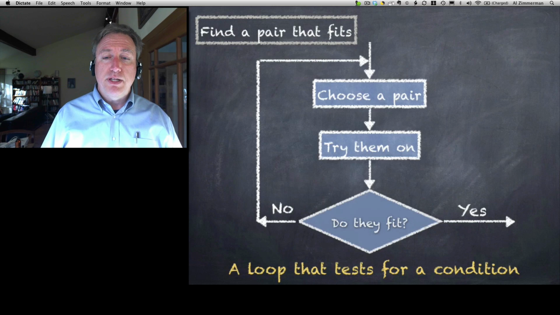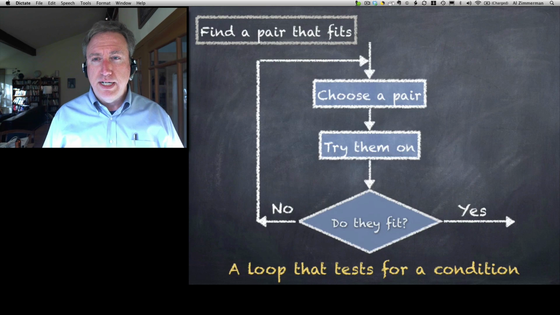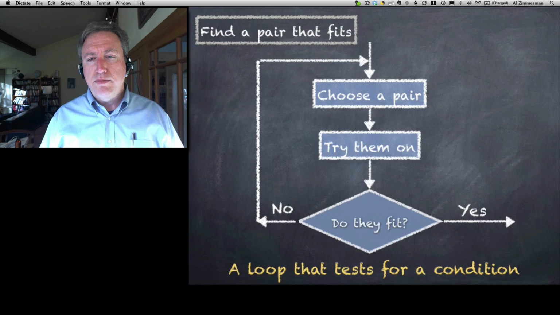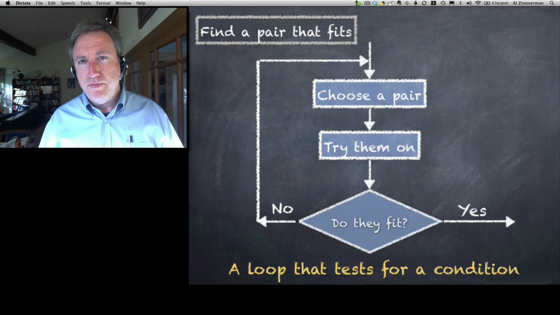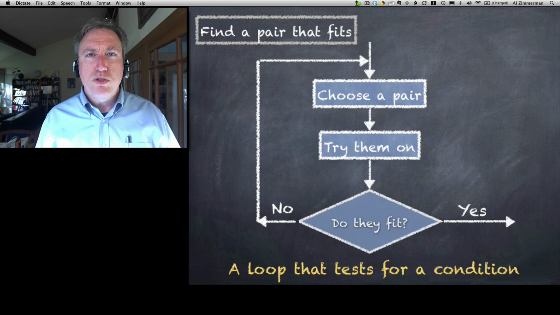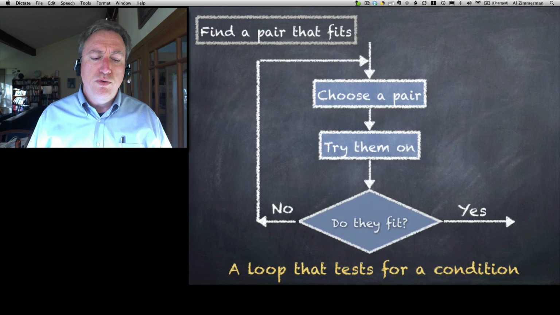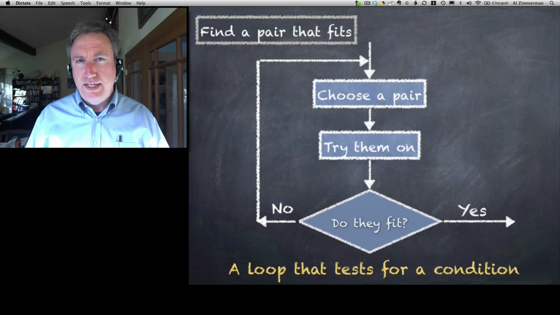This is an example of a loop that tests for a condition. Choose a pair, try them on, do they fit? Choose a pair, try them on, do they fit? We can use loops to remove repetitive behavior in our algorithms.